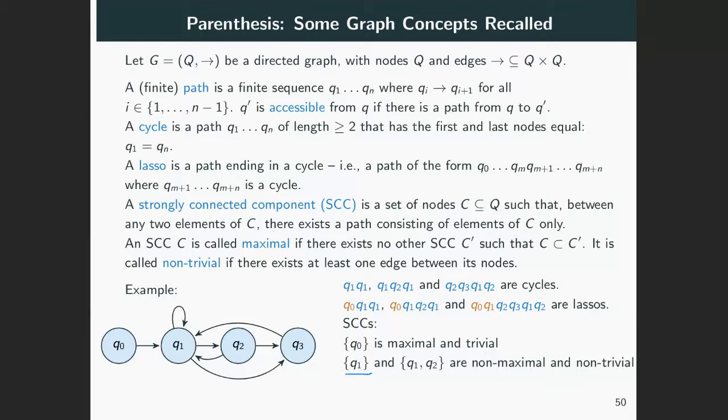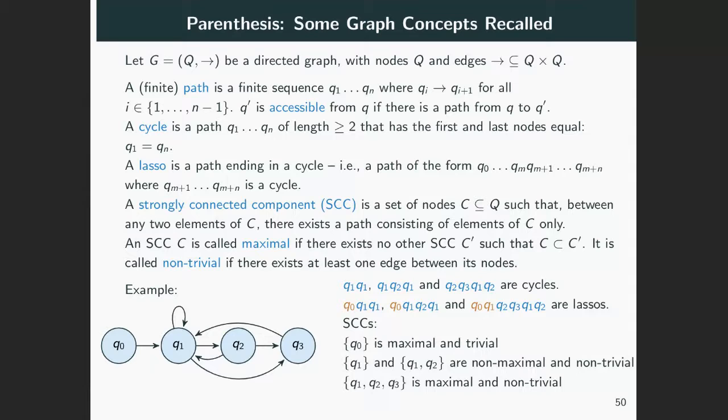And also Q1 is non-trivial, since Q1 has a self-edge. Q1, Q2 is also a strongly connected component that is not maximal and non-trivial. It is non-maximal because, for example, Q1, Q2, Q3 is a strongly connected component that includes it strictly. Finally, Q1, Q2, Q3 is a strongly connected component that is both maximal and non-trivial. This is the kind of strongly connected components we'll be interested in.